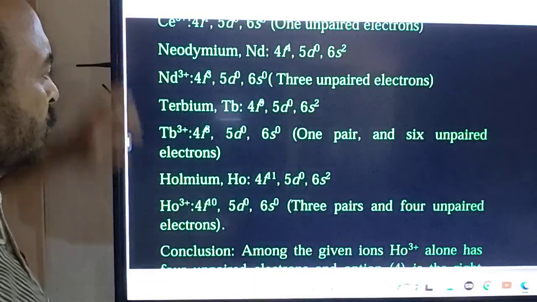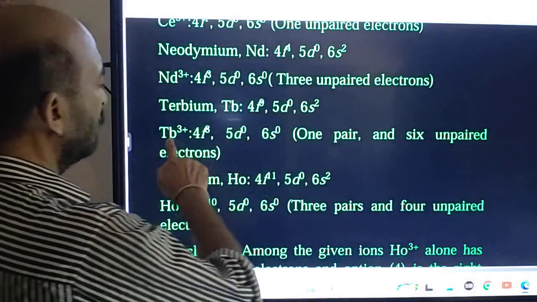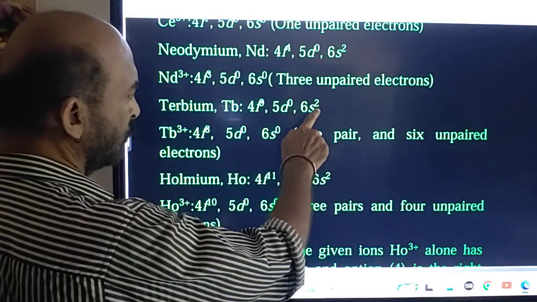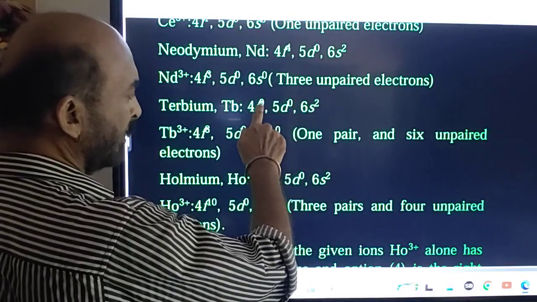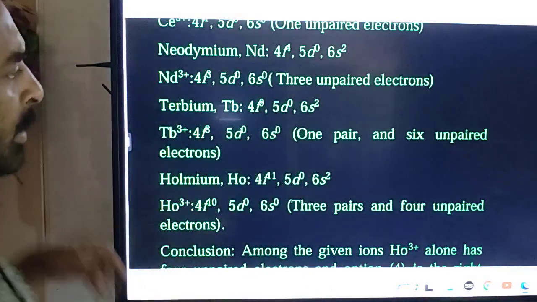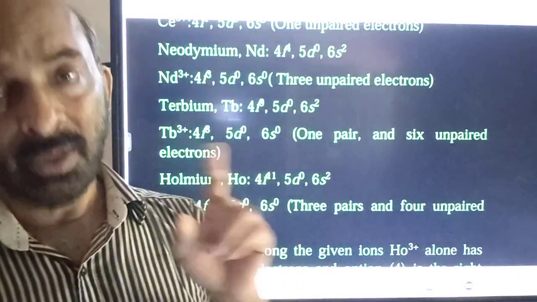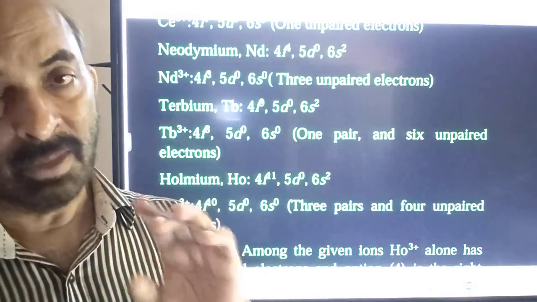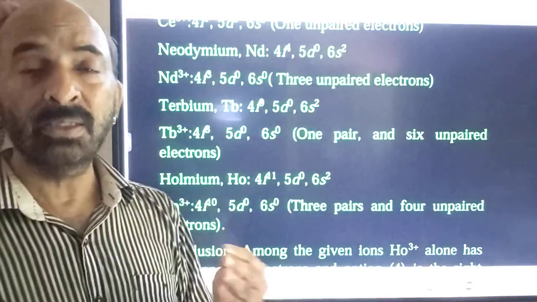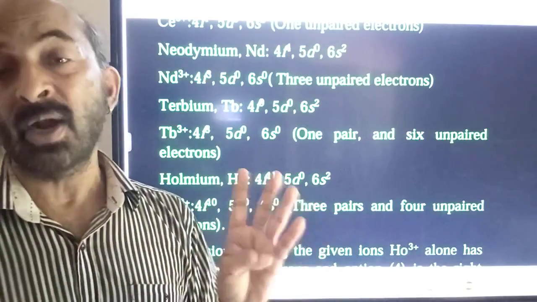And now terbium: 4f9 5d0 6s2. Tb3+: 4f8 5d0 6s0. 2 are removed from the s orbital, and from the 9, 1 is removed, so that it becomes 4f8. So what happened? In 4f8, we know 7 orbitals are there. When it is 8, 1 will get paired. The remaining 6 will be unpaired electrons. We are not talking about having the maximum number of unpaired electrons, but about having 4 unpaired electrons.